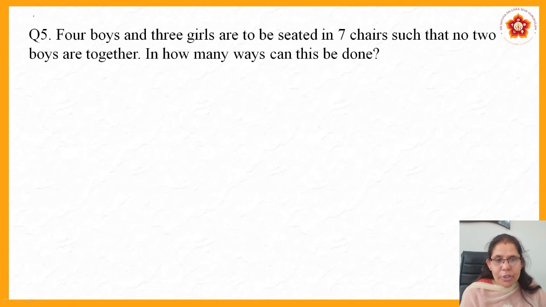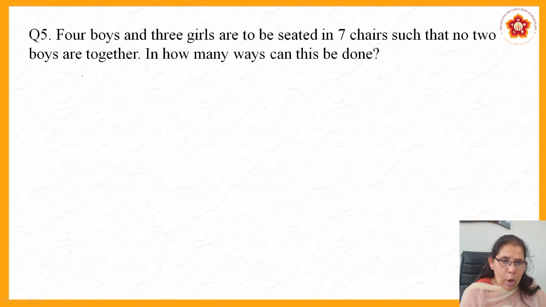Let's look at next question. 4 boys and 3 girls are to be seated in 7 chairs such that no 2 boys are together. And in how many ways can this be done? We'll try to do it in the same way we did that question on consonants and vowels, where it was that no 2 vowels are together. Here it is no 2 boys are together.